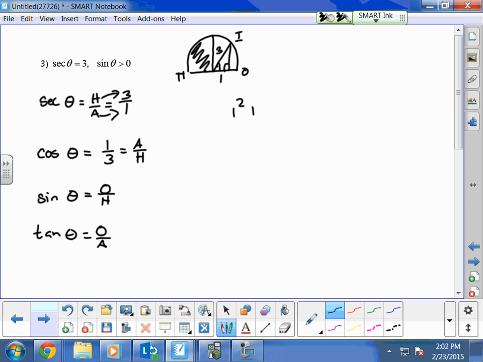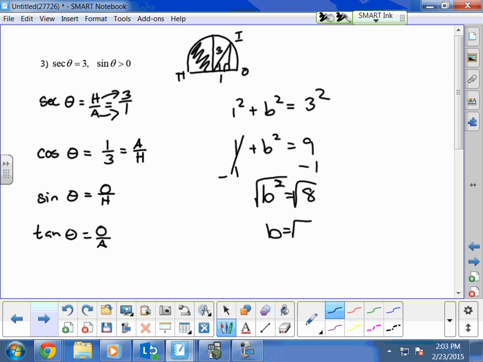Leg squared plus leg squared is equal to hypotenuse squared. 1 plus b squared is equal to 9. Subtract 1, those cancel. b squared is equal to 8. Take the square root of both sides, you find b is equal to square root of 8, which in reality is the square root of 2 times square root of 4, which means you really have 2 square root of 2. That became this. This one I just changed the order of it. So from here, you're actually given the opposite side. This is equal to the opposite.